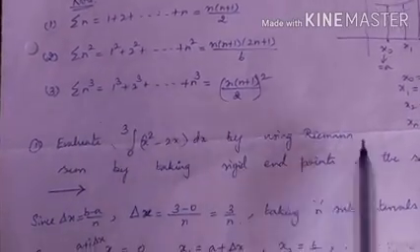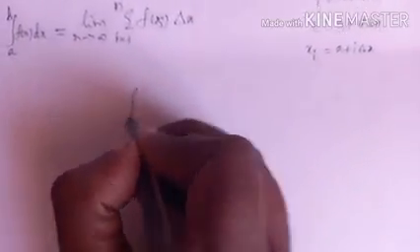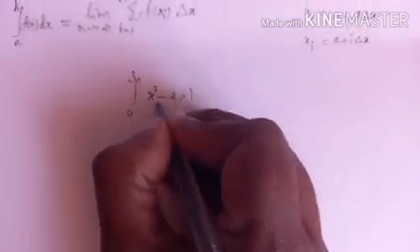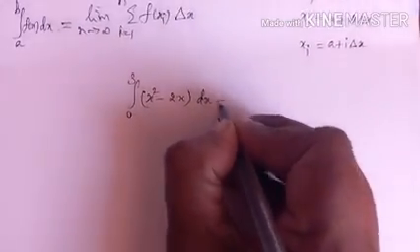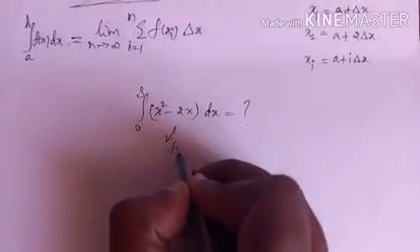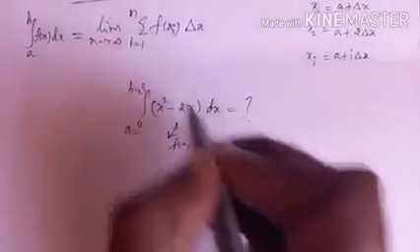It is not a question, simply find the Riemann sum. Evaluate the integral using Riemann sum: integral 0 to 3 of x square minus 2x dx. Let us see, the question is integral 0 to 3 of x square minus 2x into dx. So evaluate this using Riemann sum is the question. This is our f of x, this is a, this is b, right?